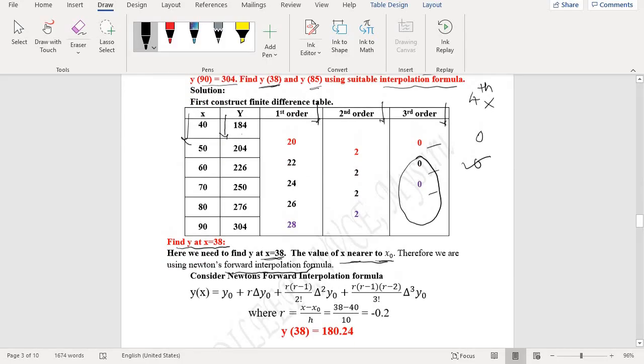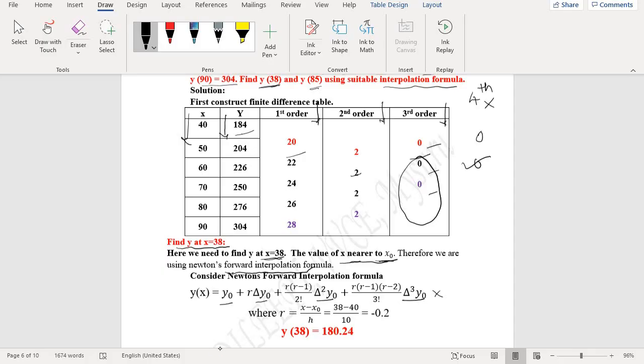So consider the forward interpolation formula here. Observe here, x is equal to 38, that is nearer to x0. So consider forward interpolation formula. I'm not considering the fourth order term here because the fourth order term is 0 and also the third order is also 0. This term is 0. Now substitute the values. Y0 is nothing but 184. Delta Y0 is nothing but 20. Delta square Y0 is 2. Delta cube Y0 is 0.